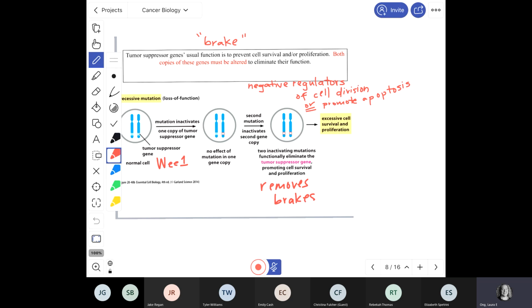That removes the brakes. And then the cell is going to divide too often, like we saw with We1 mutants, or the cell is not going to die when it should. It's not going to undergo apoptosis when it should. So a tumor suppressor gene mutation tends to be recessive. Those tend to be recessive mutations where you've got to have 2 loss of function mutations to have the problem become apparent. Those are tumor suppressor genes.